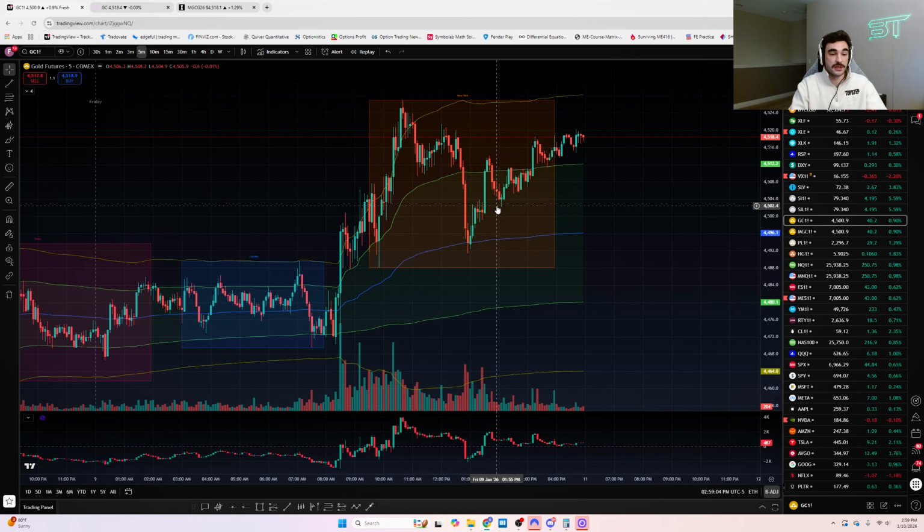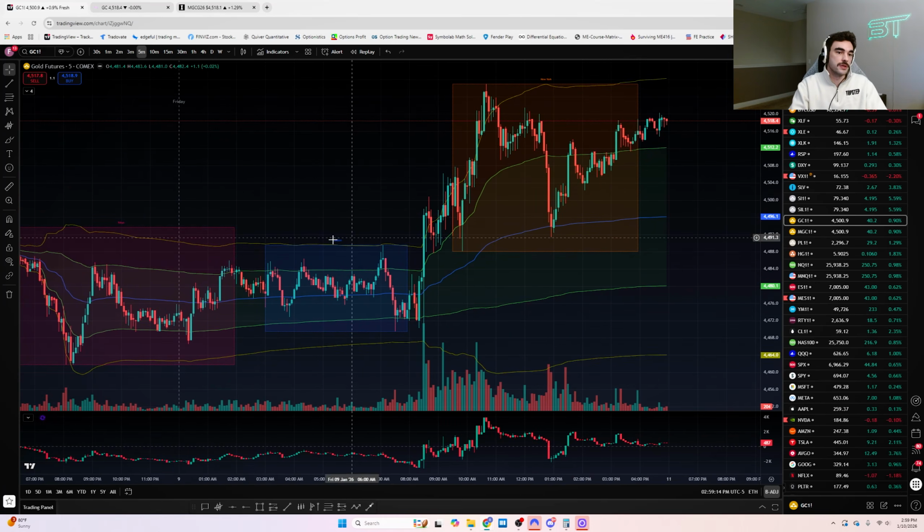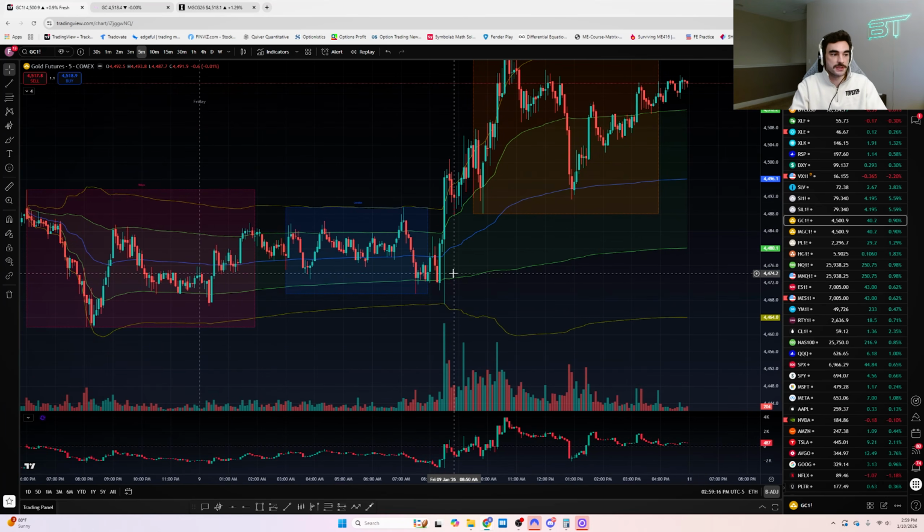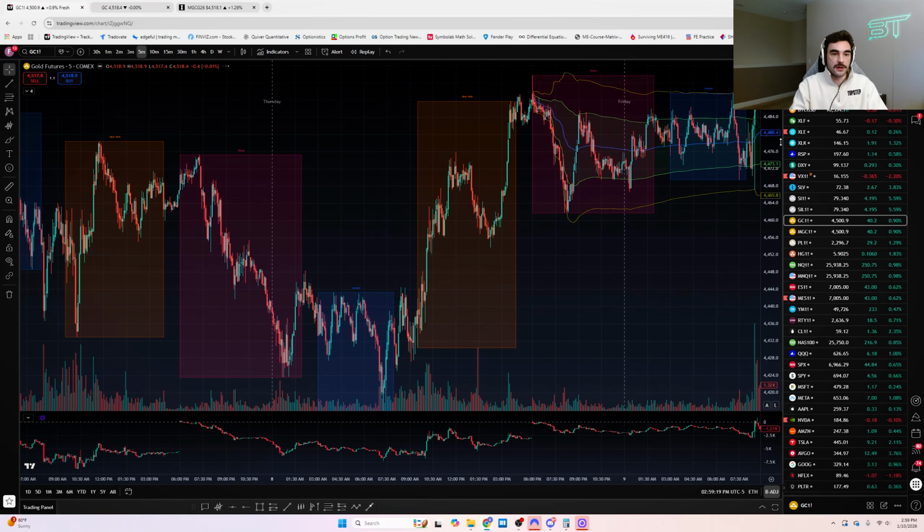There's not really a relevant level on this. Buyers find support. They bring us back up to that first band. Resistance again, and then you get that clean pop. And now this is being used as support. So you can use these bands as support and resistance areas. I think they're useful for that, especially on GC.